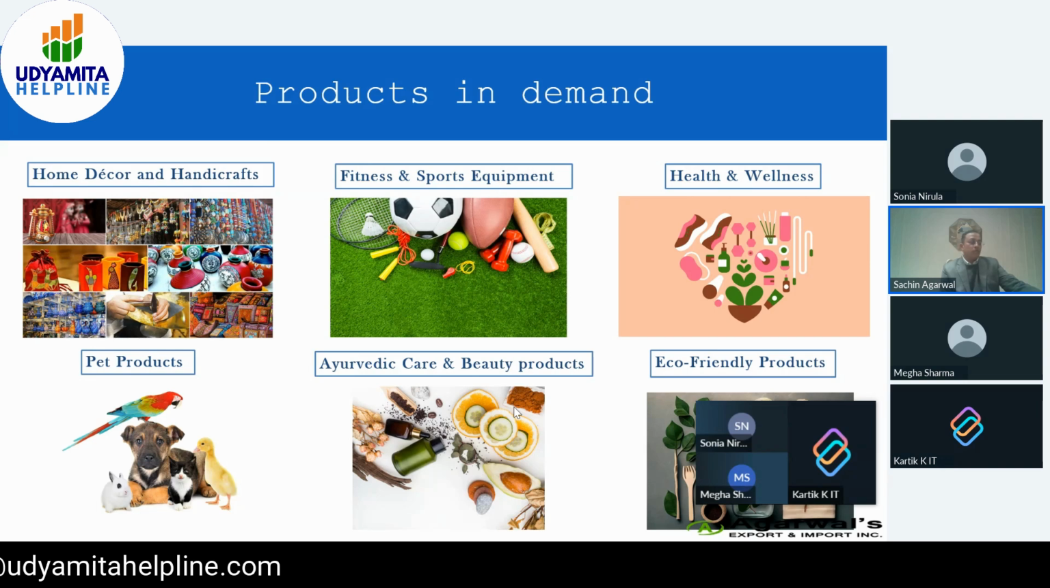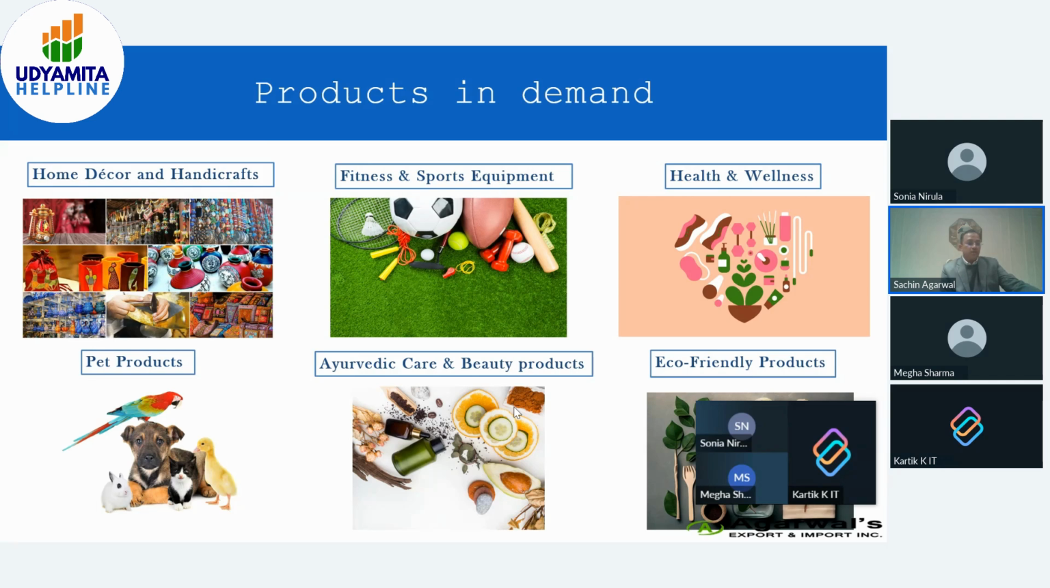Now, eco-friendly household products are also there, like reusable shopping bags, bamboo kitchenware, compostable tableware, non-toxic cleaning products, reusable water bottles and coffee cups, beeswax food wraps, eco-friendly laundry products. Now, when we talk about eco-friendly fashion and apparel, there's a big market for it.